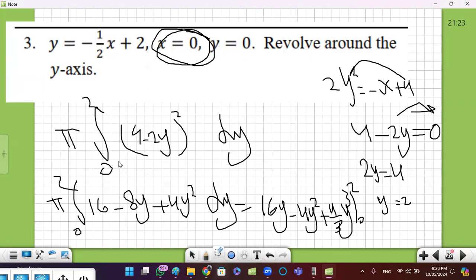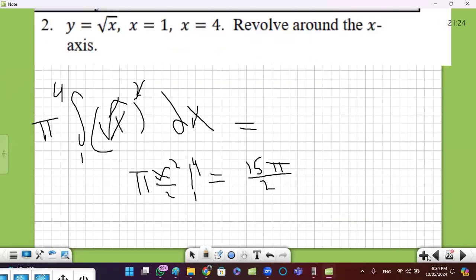Okay. You know why I set up integral to y, dy? Because the y revolution around the y-axis. I need to find the limit of the integral. So y equal what? 0. I put 0. Now I need to find the other one, x. I arrange this first. I said I multiply this by 2, so it will be negative x plus 4 equal to y.